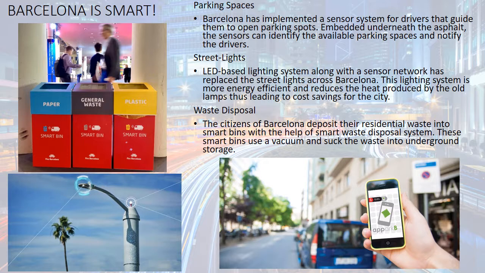Street lighting: LED based street lighting along with a sensor network has replaced the street lights across Barcelona. This lighting system is more energy efficient and reduces the heat produced by old lamps, thus leading to cost savings for the city. Waste disposal: the citizens of Barcelona deposit their residential waste into smart bins with the help of a smart waste disposal system. These smart bins use a vacuum and suck the waste into underground storage.